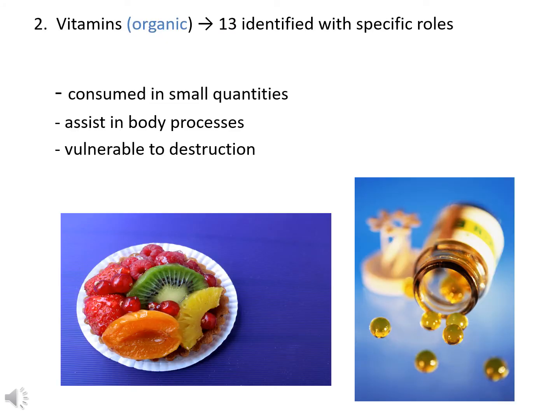The next category of nutrients that we have are the vitamins, and these, similar to the energy-yielding nutrients, are also organic, meaning that they contain carbon. There have been 13 individual vitamins which have been identified, and each one of them has very specific roles in the body itself. You're going to see as we go through chapter 10 what these specific roles are.